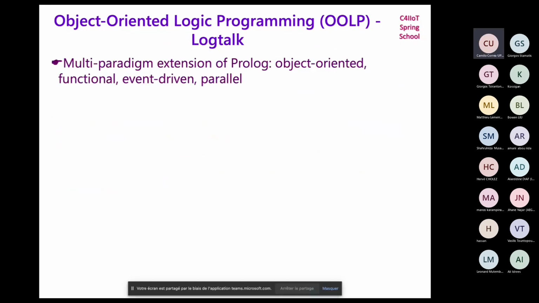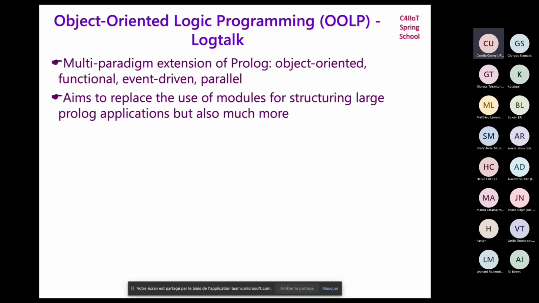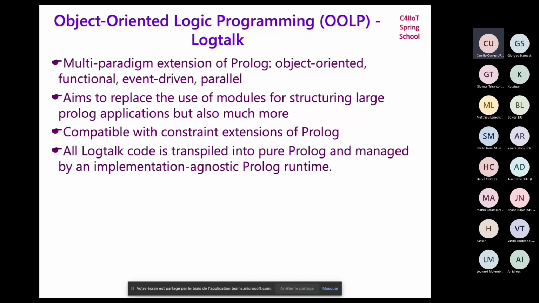So what is LogTalk? LogTalk is an object-oriented extension of Prolog, which has additions for functional programming, event-driven, and parallel programming, and it is generally aiming to replace the use of the module systems for the old Prologs, but also giving a lot more structure to your applications. And it's inherently compatible with the previous paradigm of constraint programming because it is orthogonal. And it is orthogonal because it is a transpiler.